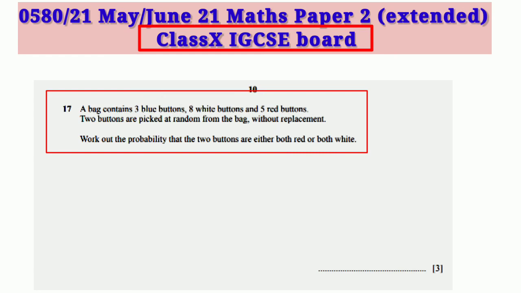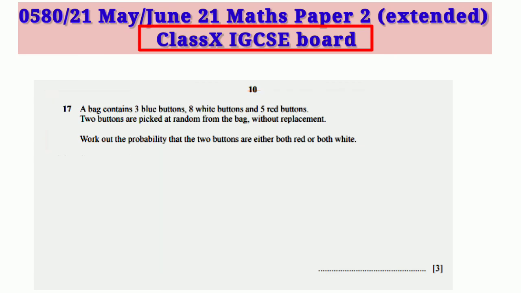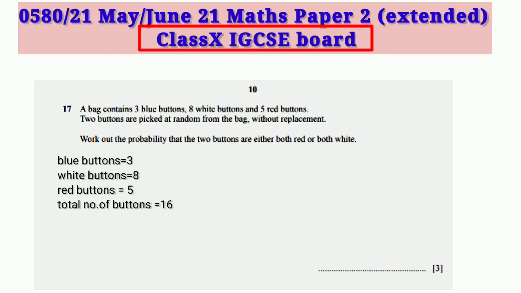17th question. A bag contains 3 blue buttons, 8 white buttons and 5 red buttons. 2 buttons are picked at random from the bag without replacement. Work out the probability that the 2 buttons are either both red or both white. Number of blue buttons 3, white buttons 8, red buttons 5. Total number of buttons is 16.